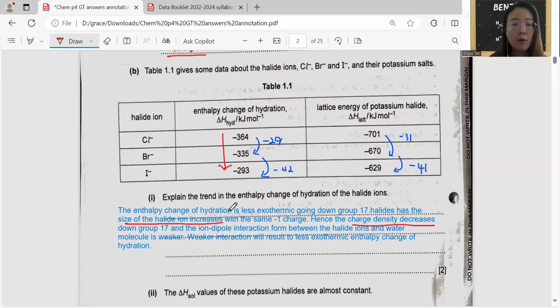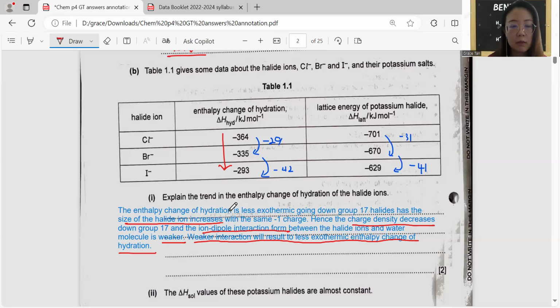Now, therefore, when your charge density decreases, the ion-dipole interaction formed with the water molecule will be weaker. When you form a weaker interaction, it will result in a less exothermic enthalpy change of hydration. This is just my answer.